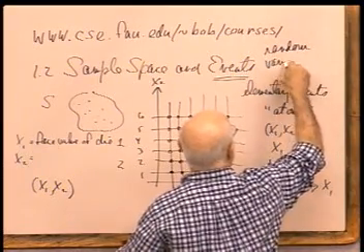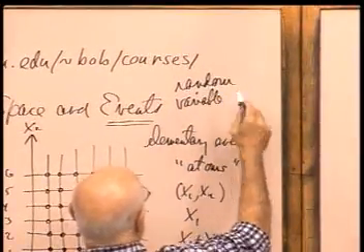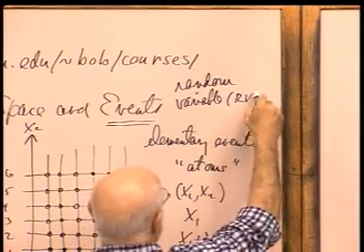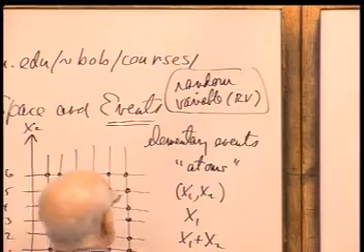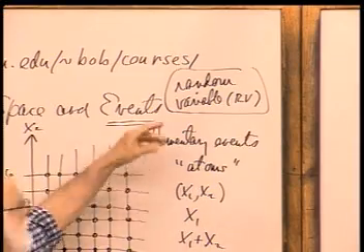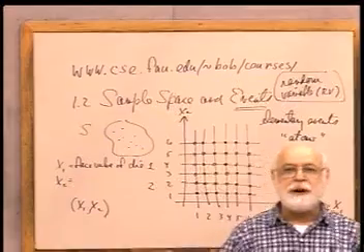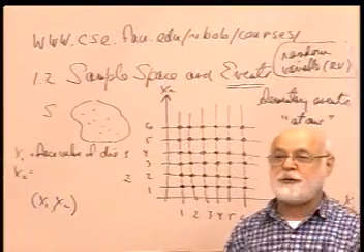Random variable, sometimes called RV, or I don't know, recreational vehicle. So a random variable is a function that assigns numerical values to events, and events are sets.